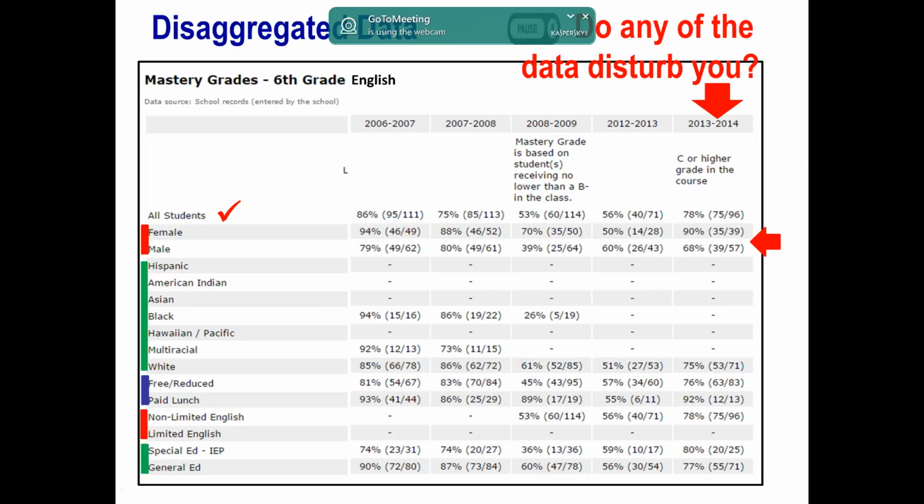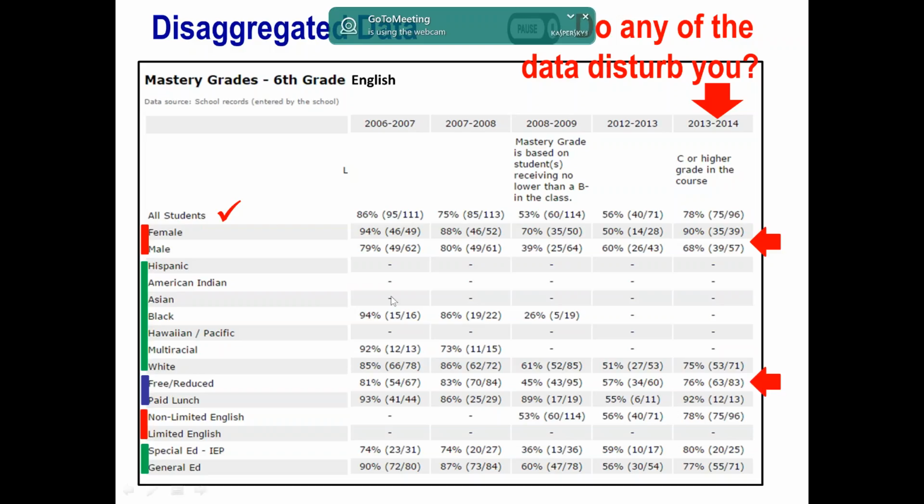Okay, this is a real school's data. One of the things that you've looked at is in terms of mastery grades for 6th graders in English, which was what this data chart was about. Here's the title. You can see that the females have a much higher percentage of students earning the mastery grade. So when we get to root causes, the question is going to be, why is that? And then when we get to interventions, what are we going to do about it?